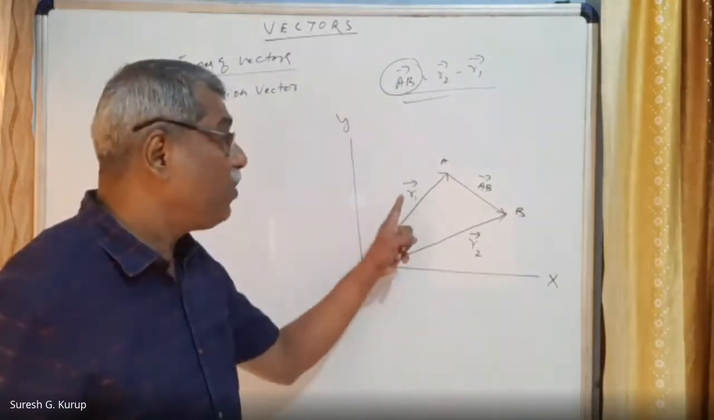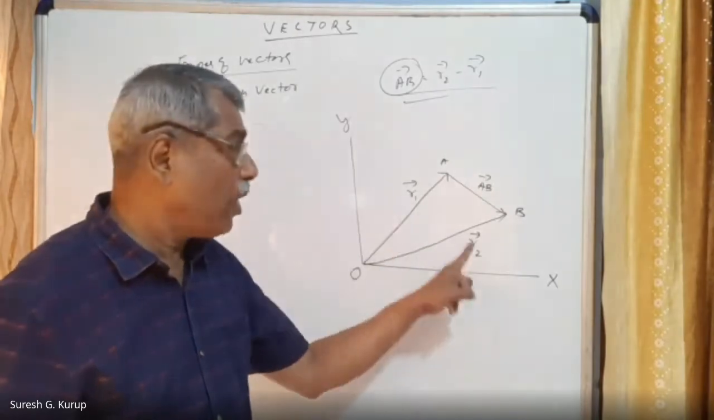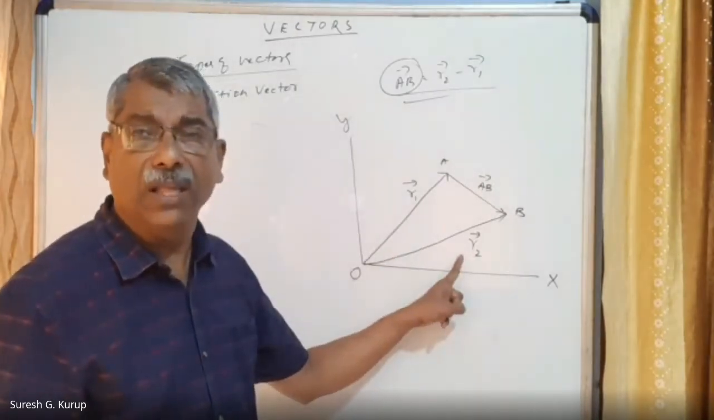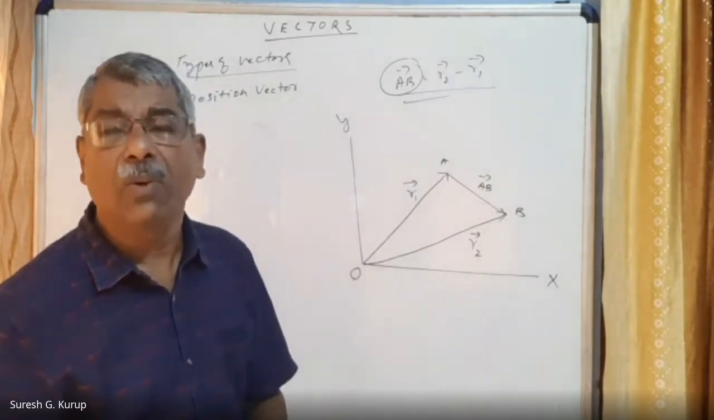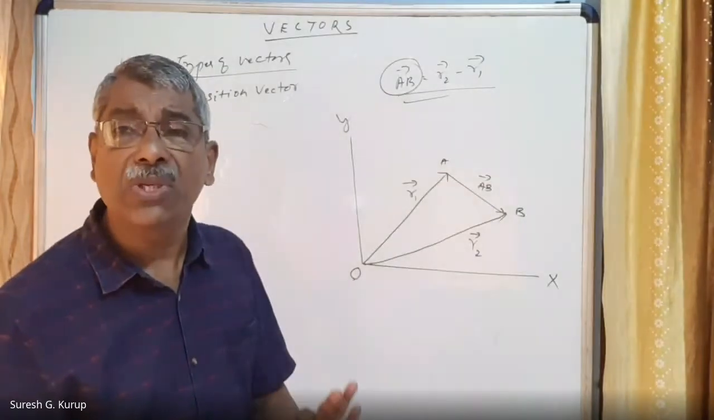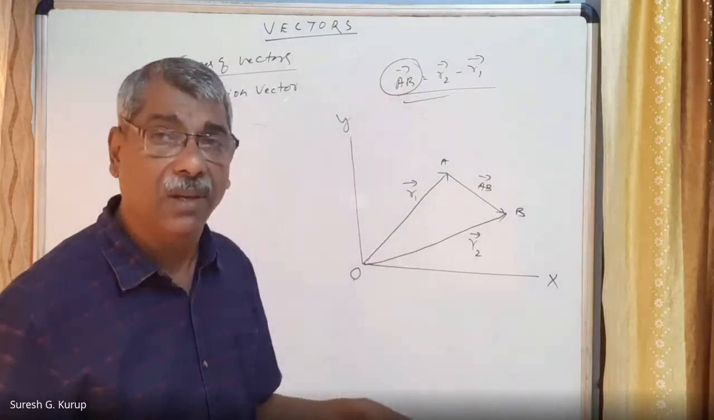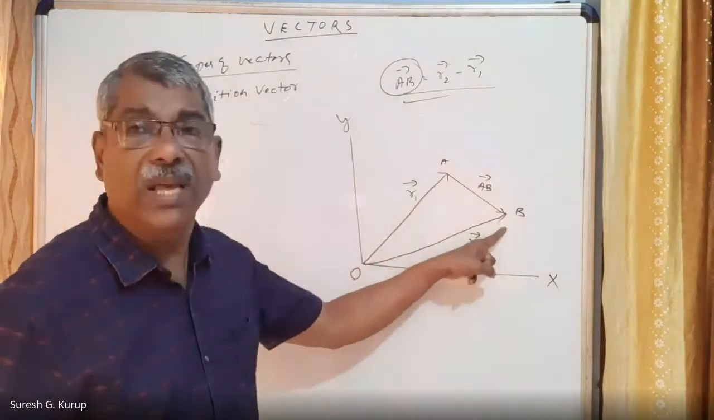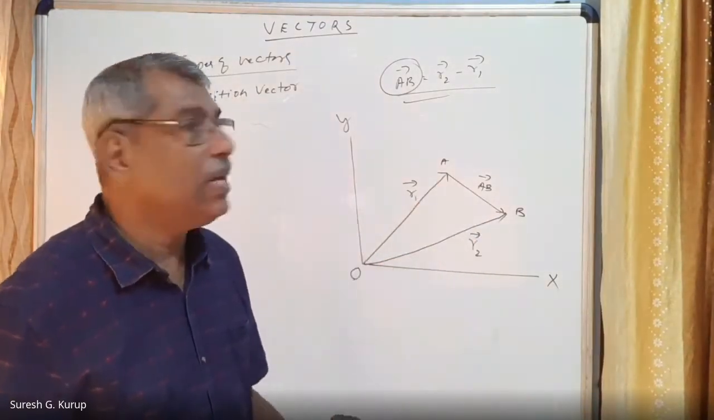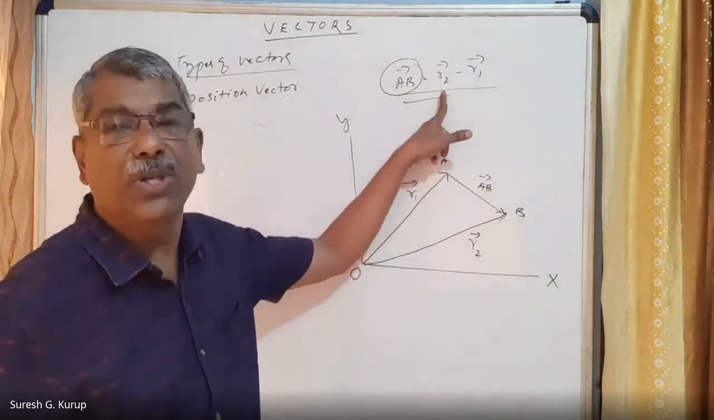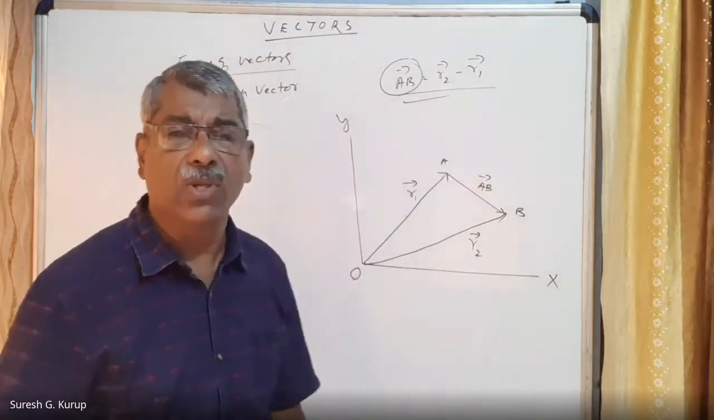Initial position vector is r1. Final position vector is r2. Then the displacement of the object can be obtained using these two position vectors. How? Displacement vector AB, meaning A to B, is equal to final position vector minus initial position vector.